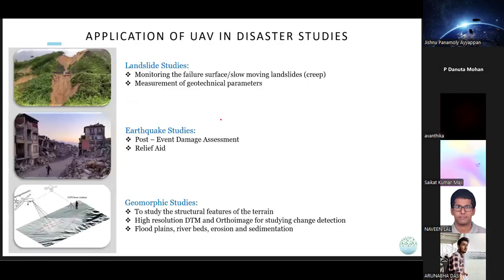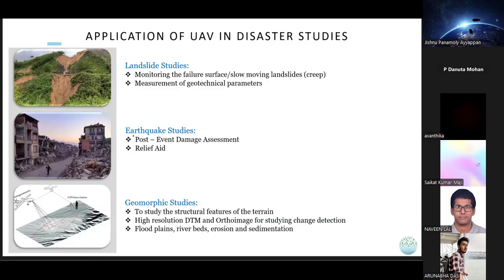And now I'm going disaster specific. The first one is the landslide studies. First is monitoring the failure surface, and we can also keep monitoring the slow moving landslides, which are known as creep. Then we can measure the geotechnical parameters. I will explain about the landslides in detail in the coming slides.